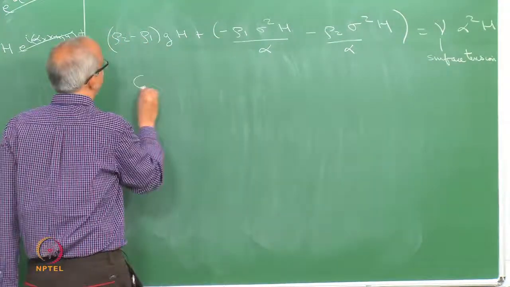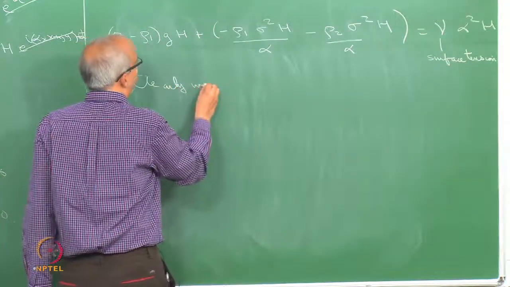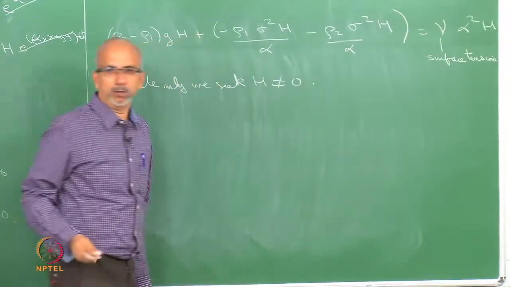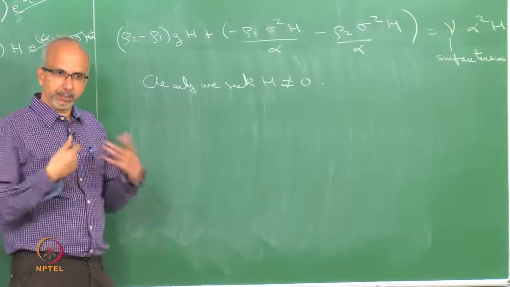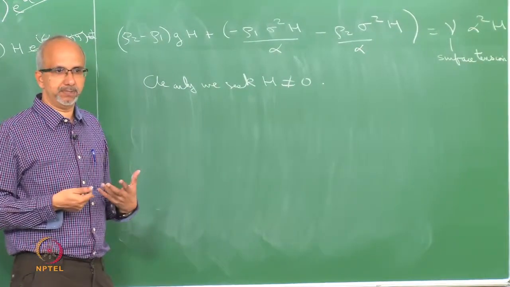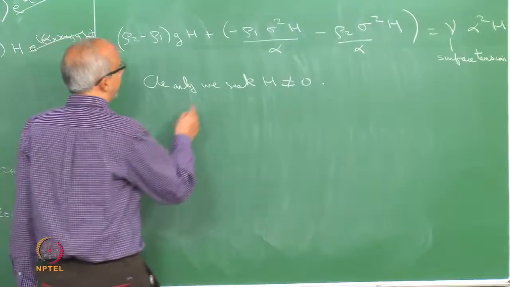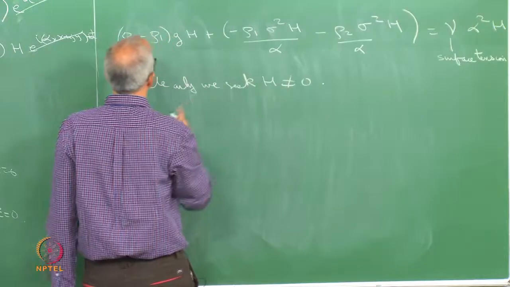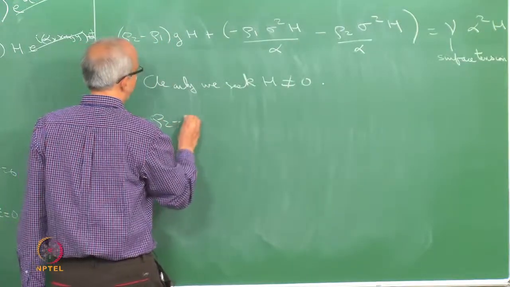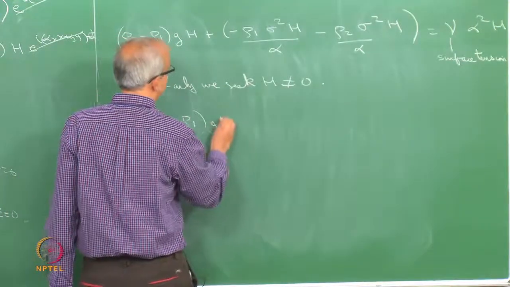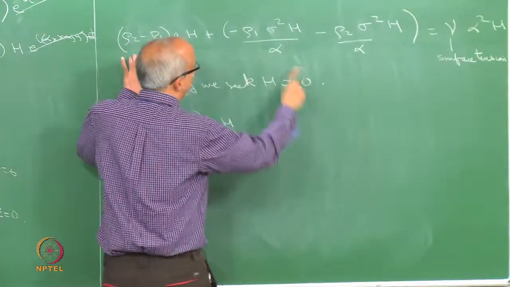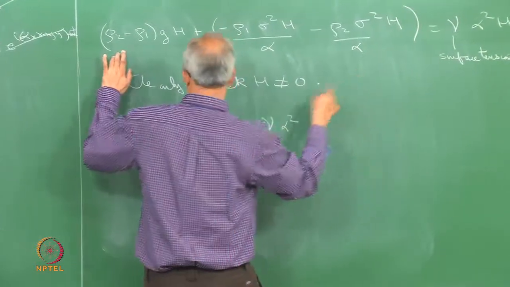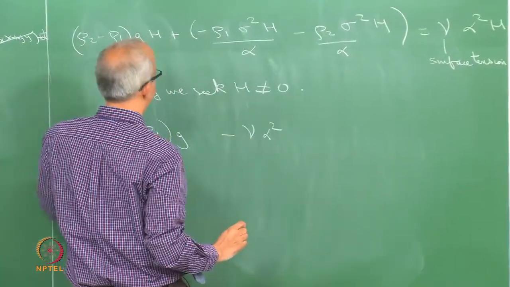And clearly, we seek h to be not equal to 0, that is what we want, and that is the condition which gives you your dispersion curve. And what I am going to do is, this is a negative sign, I am going to move this to that side and move that to this side, and I get rho 2 minus rho 1 gh. Okay, I keep this here, I am bringing that here, minus gamma alpha squared, h goes off.